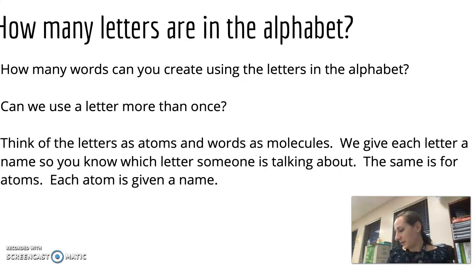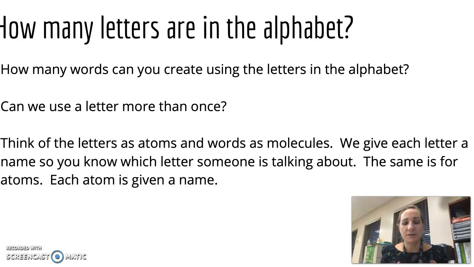So kind of think of molecules and atoms as the letters in the alphabet. So if you think about how many letters are in the alphabet, how many words can we make with the letters in the alphabet? So many, right? We can't even count. Same thing as atoms. And we can use more than one letter at a time. Like in the word book, we can use 2 O's. We don't have a limit that you can only use a letter once in a word. We can use it multiple times.